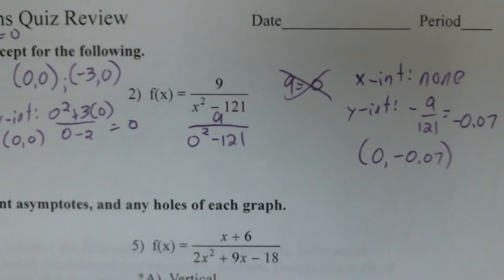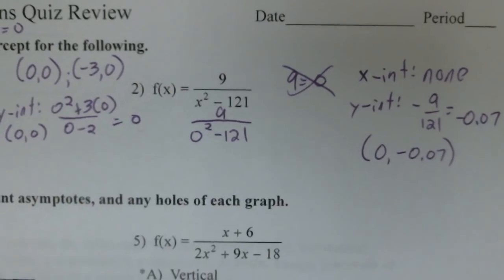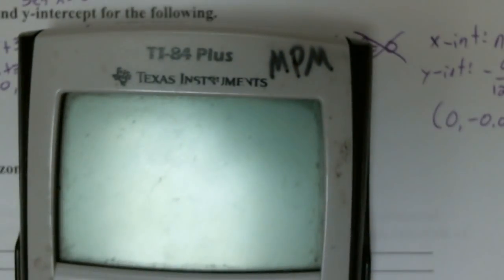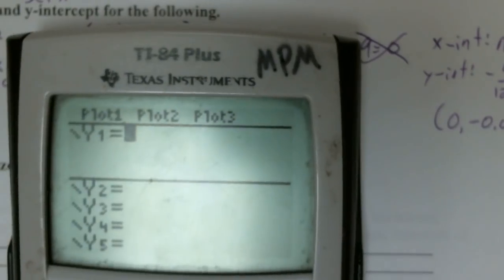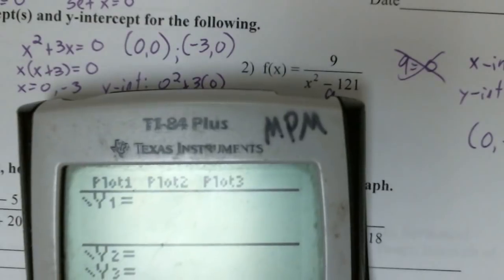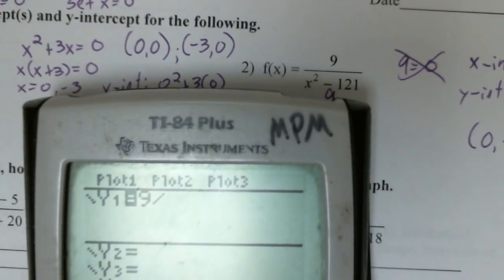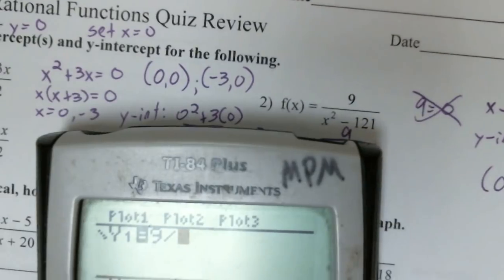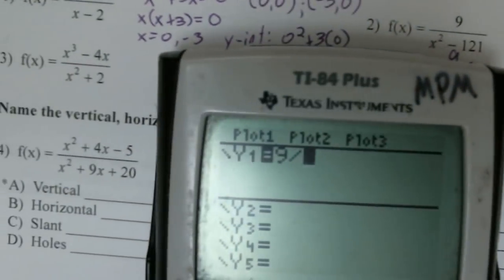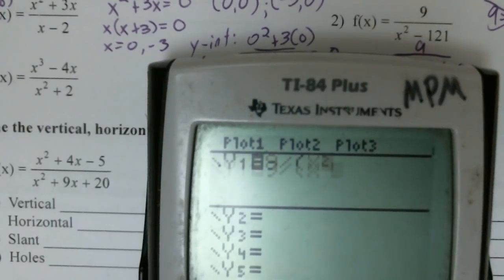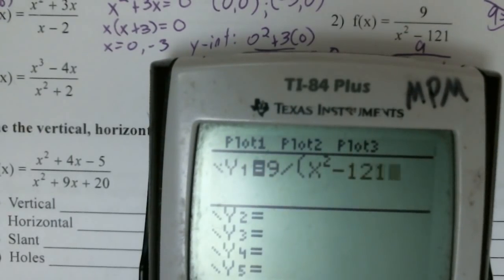And by the way, guys, can you check these? Yeah, you can. That's why I love math. I love advanced algebra. We check all this stuff. I'm not going to check all these for the sake of time on the video, but let's go ahead and type this into our calculator, 9 divided by. Make sure when you have more than one term, guys, that you put that stuff in parentheses. 9 divided by parentheses x squared minus 121.